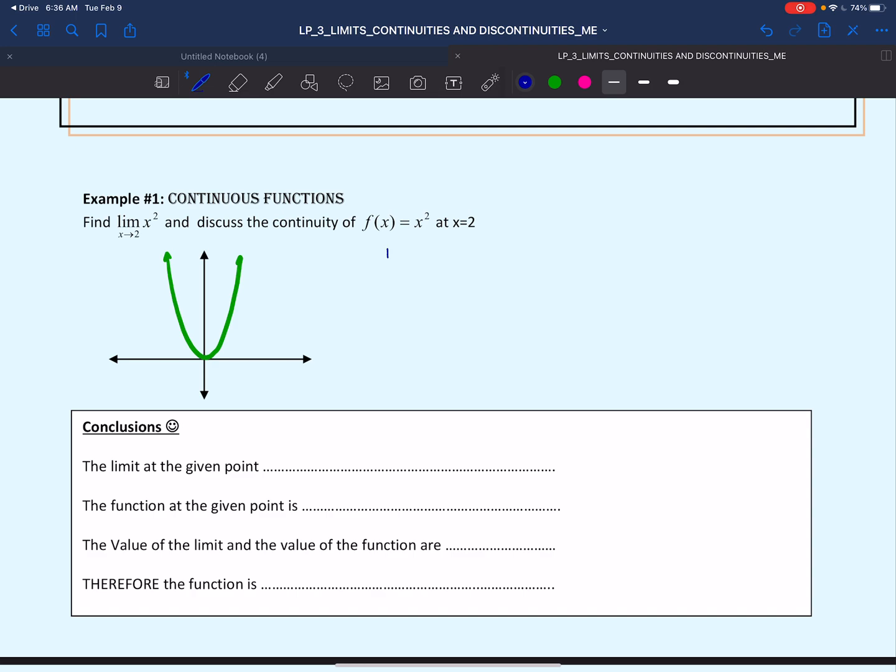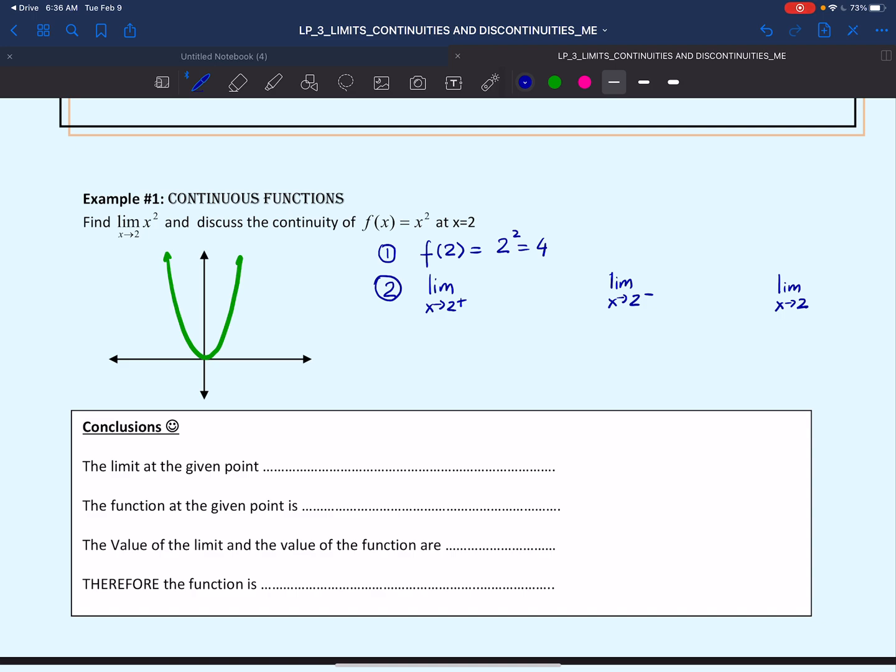So, condition number one, we must check for condition one. We have to evaluate the function at x equals 2. At 2, the function will have a value of 2 squared or 4. Condition number 2, we must find the limit as x approaches 2 from the right and the limit as x approaches 2 from the left, and that will help us determine the limit at x equals 2.